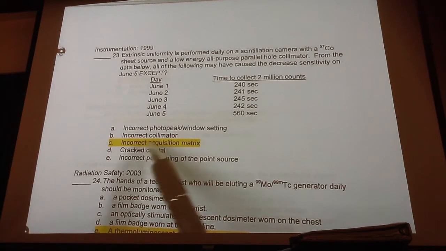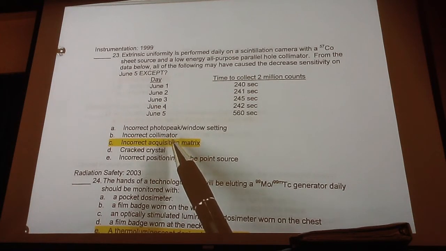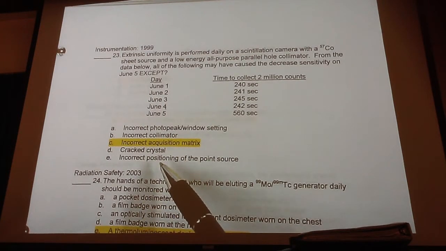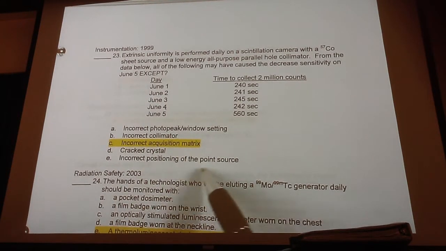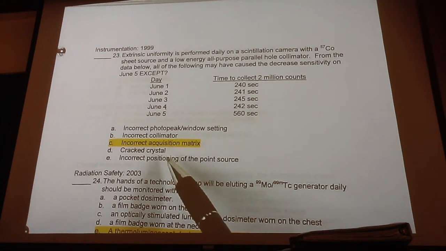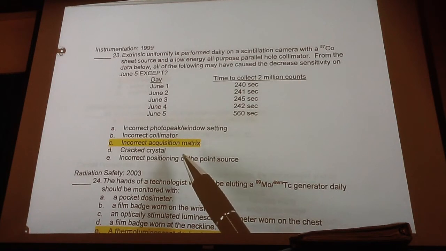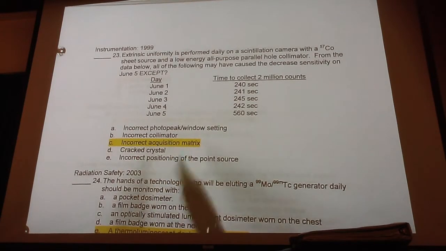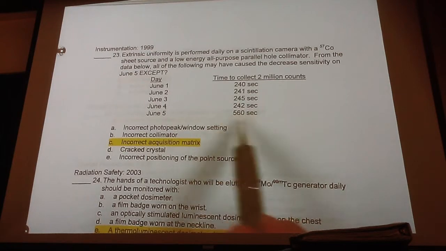If you have the wrong collimator, if you left the high energy collimator on instead of the low energy collimator, that would be a problem. A cracked crystal or any kind of damage, or incorrect positioning of the point source. If the point source is too far away, it's going to take longer. Everything you do has to be reproducible. But why would an incorrect acquisition matrix not be considered a reason for this difference?